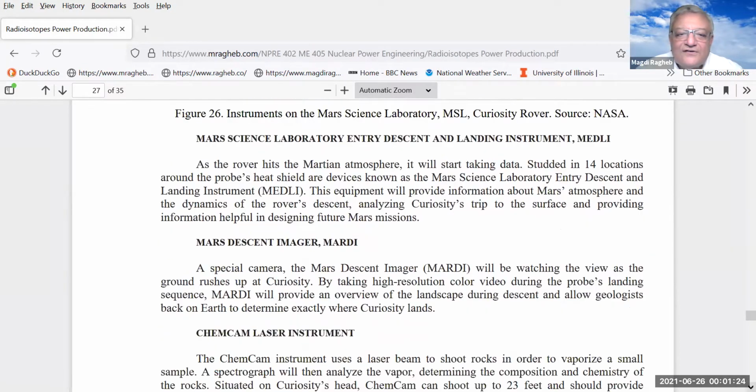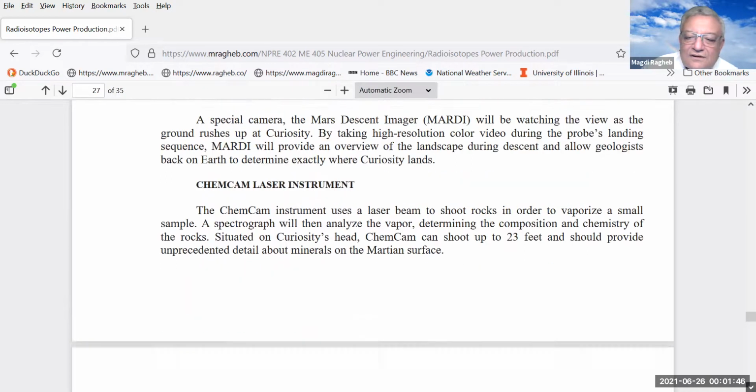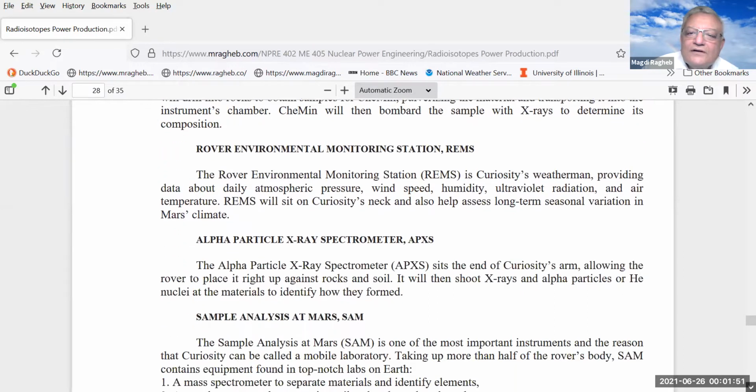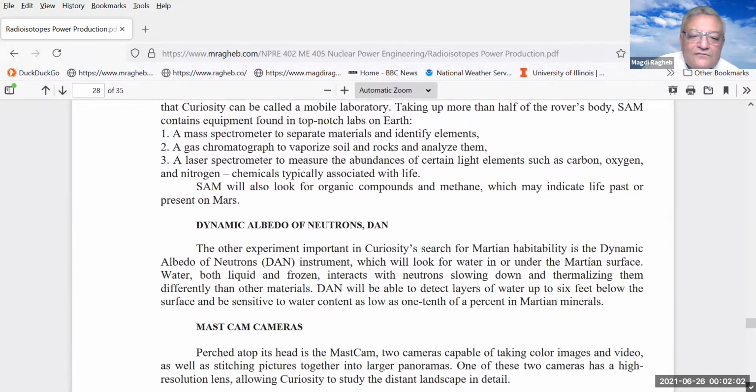The interesting thing is that NASA is running out of that plutonium-238 isotope. So basically, they had an instrument for the entry descent, the Mars Descent Imager, called MARDI as an acronym. The ChemCam laser instrument. These are all experiments being conducted with chemistry and mineralogy, rover environmental monitoring, the REMS instrument, alpha particle X-ray spectrometer, APXS, and sample analysis at Mars, they call it the SAM instrument. So they had so many of those experiments amassed.